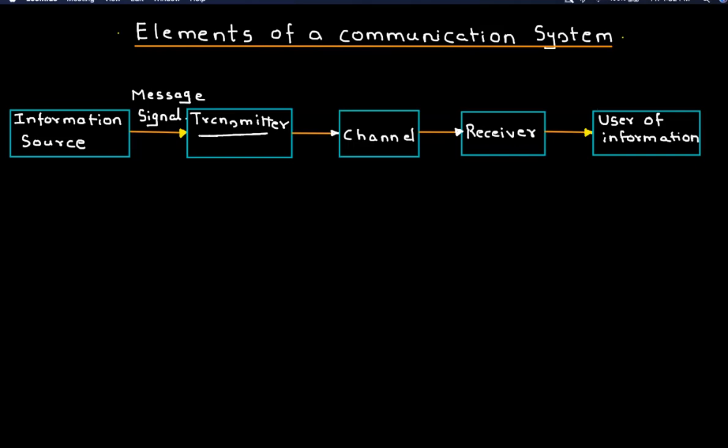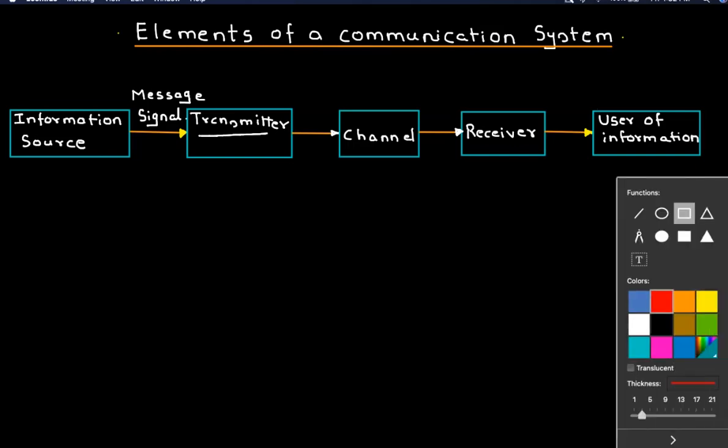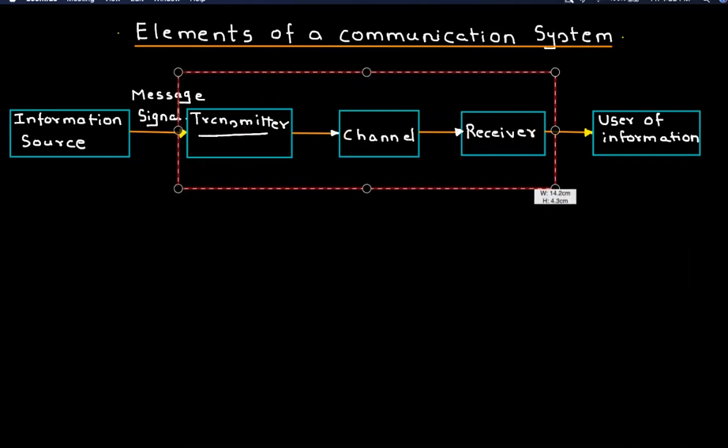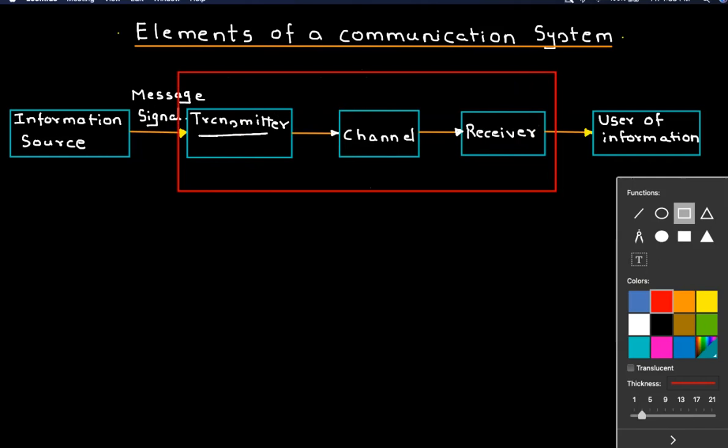Okay, now where is the communication system? Communication system is this inside the red box. This is my communication system. Transmitter, channel, and receiver is my communication system.